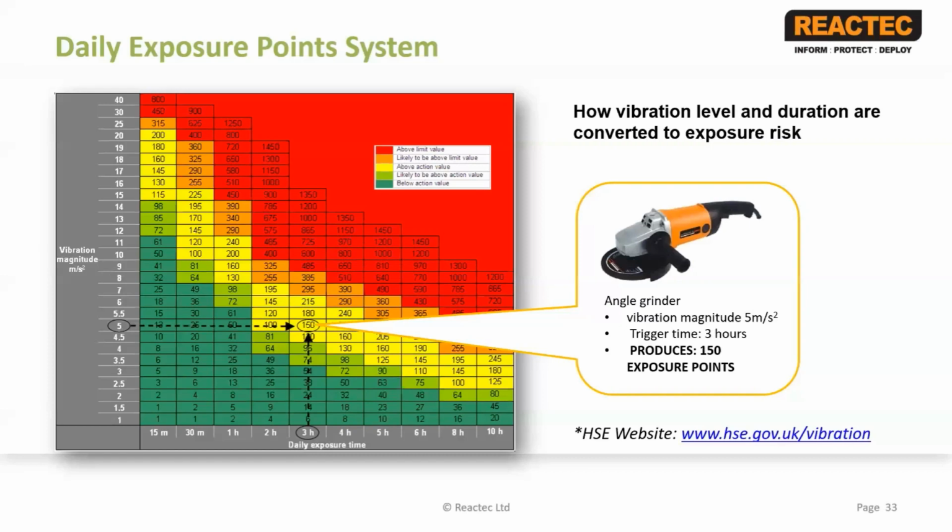So in the example shown for the angle grinder, which has a vibration magnitude of 5 meters per second squared, if you wanted to know the exposure in using this tool for 3 hours, you would follow the arrows on the scale and it shows an exposure reading of 150 points.